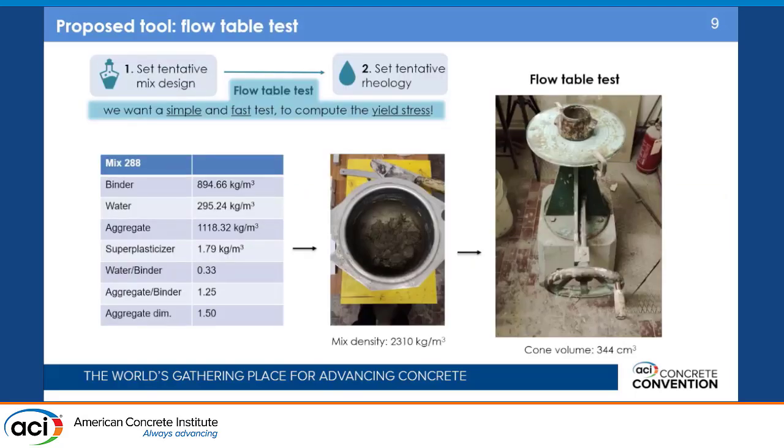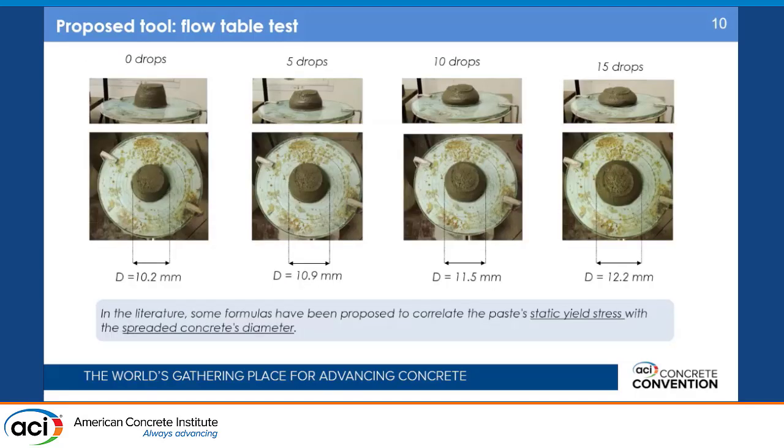So first of all, we want a simple experimental test which can in a very fast way tell us some information about the yield stress of a certain cementitious mix. And why the yield stress? Because it's for sure the most important parameter in 3D concrete printing. So here are the results that we have in a flow table test.